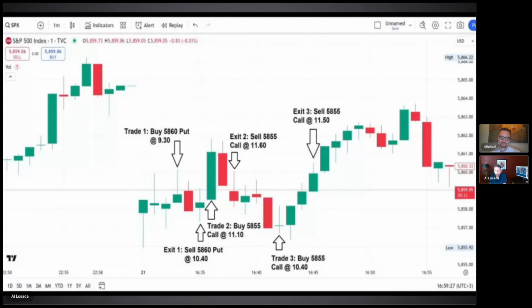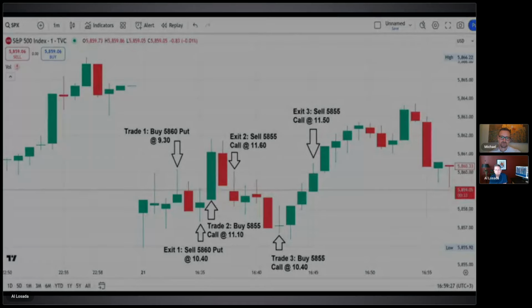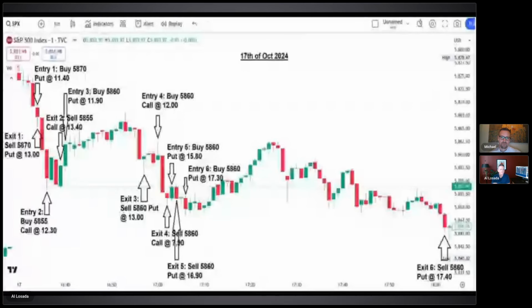Sounds good. Okay. Next slide here. So this looks a little bit more confusing, a couple of more trades, because I wanted to show you also a day which takes a bit longer. So this is the 17th of October. This was last week. So we started at a couple of minutes after the open.